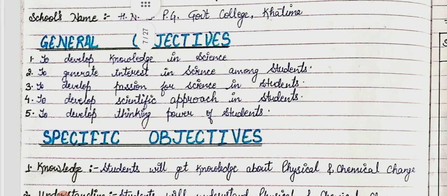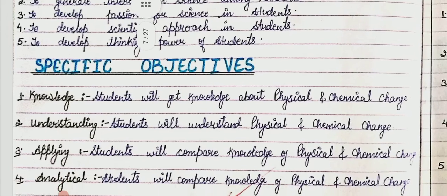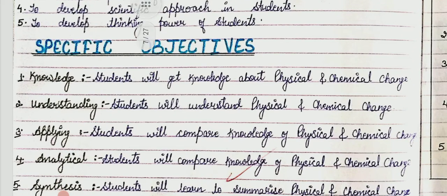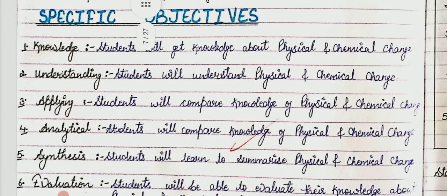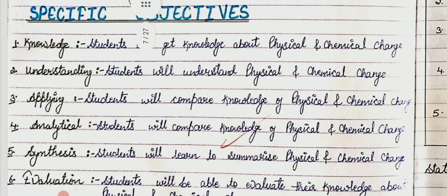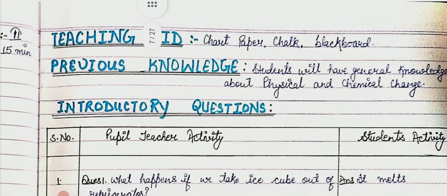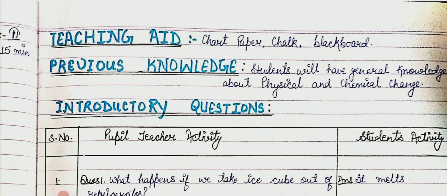The next heading is general objectives. We note 5 points related to general objectives. You can see. Next is specific objectives. We note 5 points related to specific objectives: first is knowledge, understanding, applying, analytical, synthesis, and the last one is evaluation. After specific objectives, we note teaching aids: chart paper, chalk, blackboard, duster, pointer, etc.